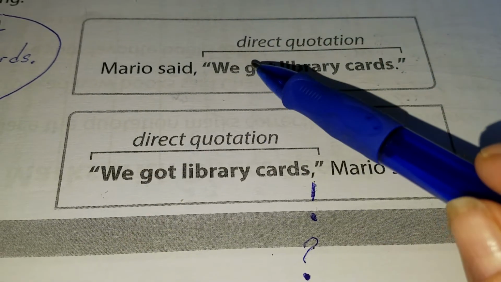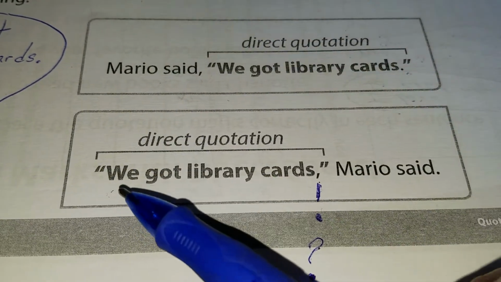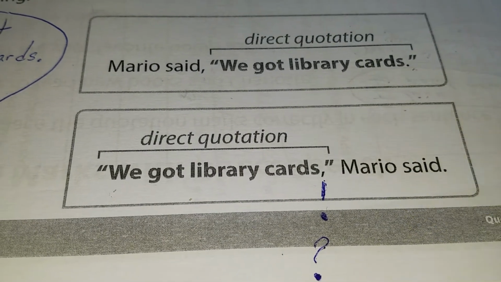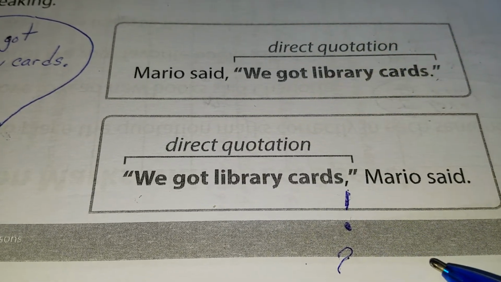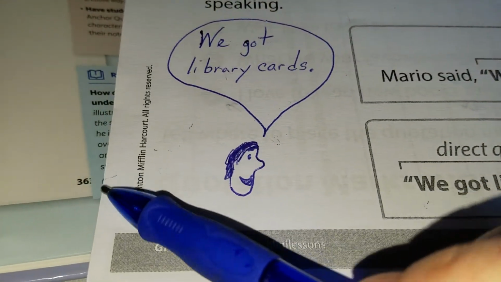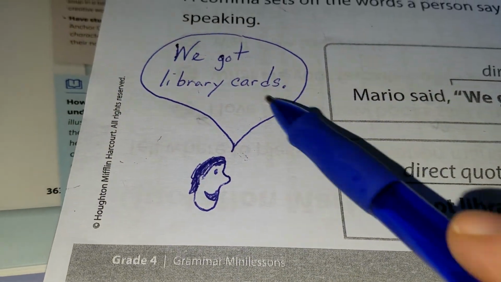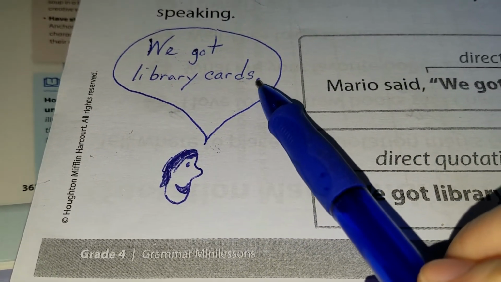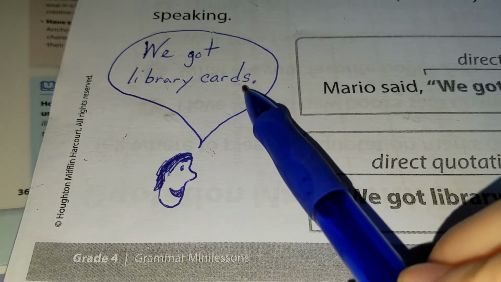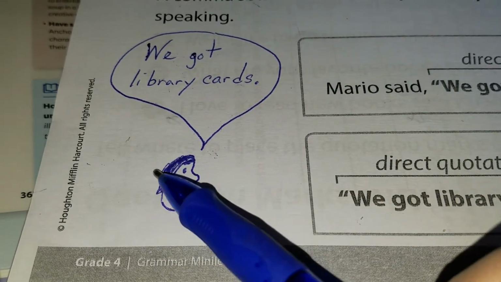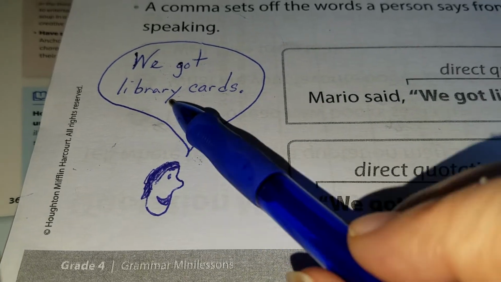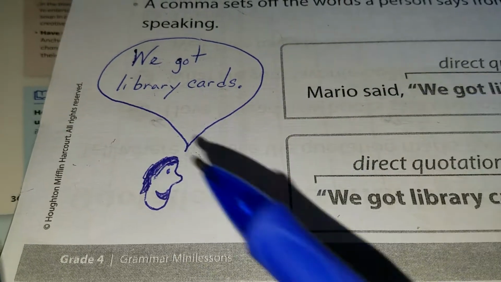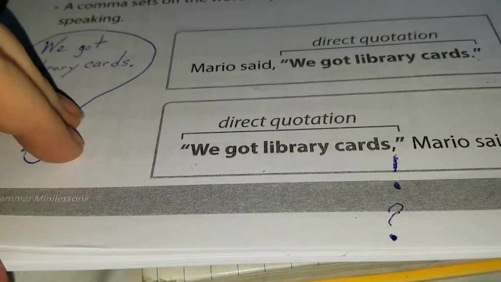Notice the capitals here and here, as soon as we opened up those quotes. Notice that Mario, because this is a proper noun, gets a capital. So let's take a look at some stuff. And if you want to stop the video and draw your own Mario, that's fine. "We got library cards." Period. But remember, if he was showing excitement, this would be an exclamation point: "We got library cards!" If he was confused and asking for information: "We got library cards?" Question mark. Okay, so just be aware of that. All right, so next page.